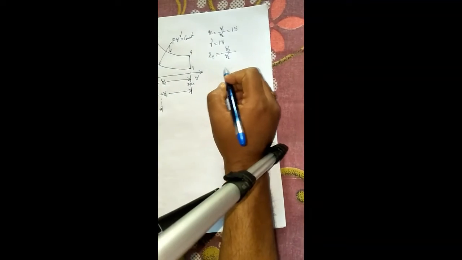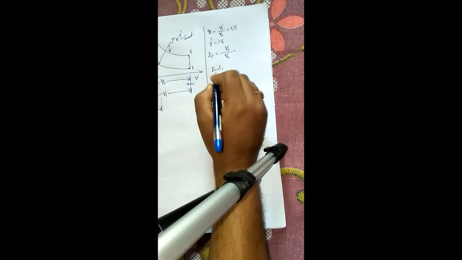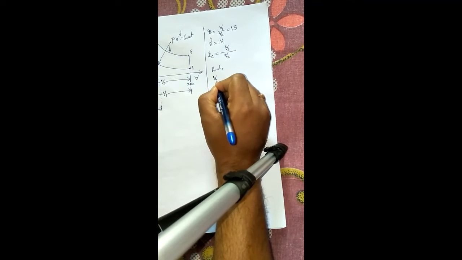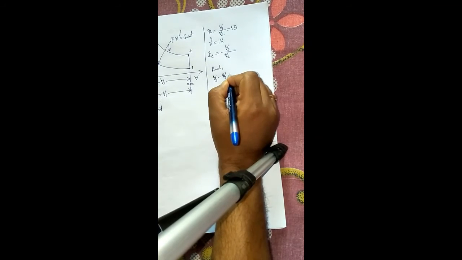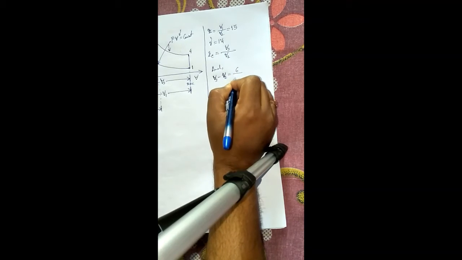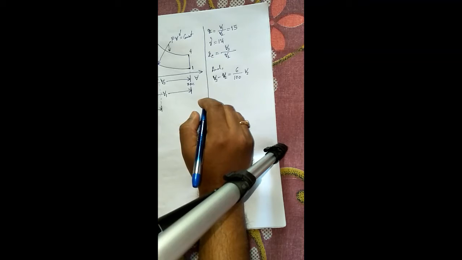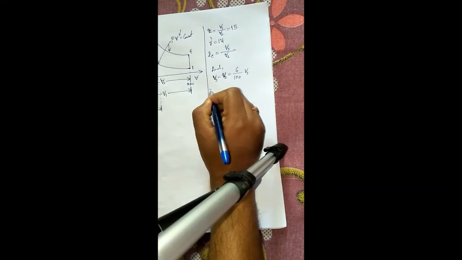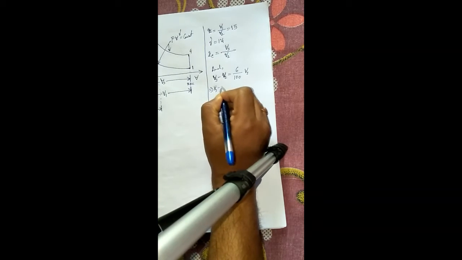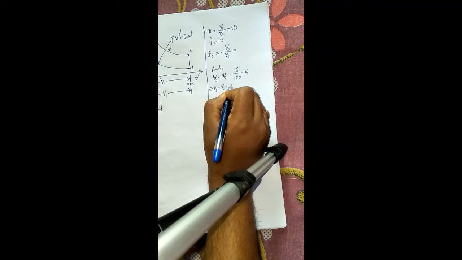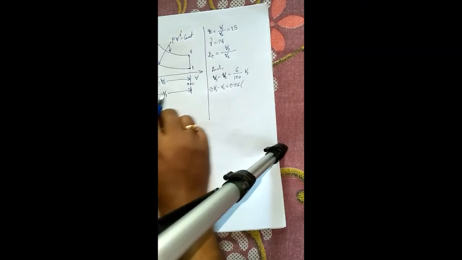So we can write V3 minus V2 is equal to 6% of Vs. That means V3 minus V2 is equal to 0.06 of (V1 minus V2).